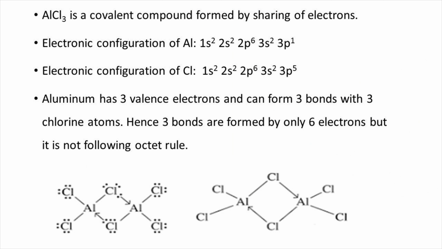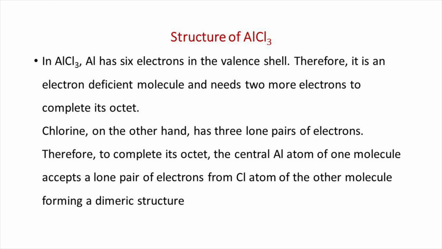Then, how the dimer of aluminium chloride is formed? Aluminium chloride is a covalent compound formed by sharing of electrons. The electronic configuration of aluminium atom is 1s2, 2s2, 2p6, 3s2, 3p1. The electronic configuration of chlorine atom is 1s2, 2s2, 2p6, 3s2, 3p5. Aluminium has 3 valence electrons and can form 3 bonds with the 3 chlorine atoms. Hence, 3 bonds are formed by only 6 electrons, but it is not following octet rule. In aluminium chloride, aluminium has 6 electrons in the valence shell. Therefore, it is an electron deficient molecule and needs 2 more electrons to complete its octet.